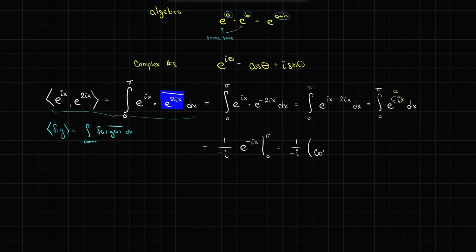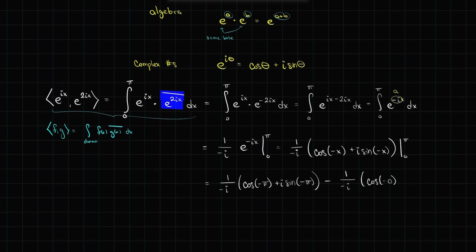And so we have cosine negative x plus i sine negative x on the bounds 0 to pi. If I plug in pi, I have 1 divided by negative i, cosine of minus pi plus i sine of minus pi. And if I subtract, plugging in 0, this will be cosine of negative 0 plus i sine of negative 0.